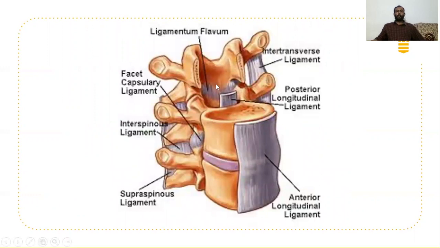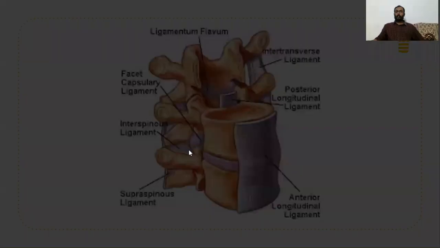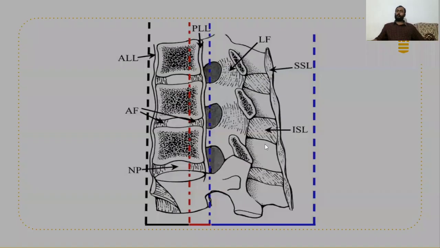Here you can see ligamentum flavum. This one is the anterior longitudinal ligament. This is the posterior longitudinal ligament. In ankylosing spondylitis, the bamboo spine and the dagger sign, which we see in radiological findings, are all due to the ossification and fusion of these ligaments, which prevents flexion and extension of the spine also. Here you can see the facet capsular ligament. There are interspinous ligaments and supraspinous ligaments, which can be seen in this picture. This is the sagittal view of the same.